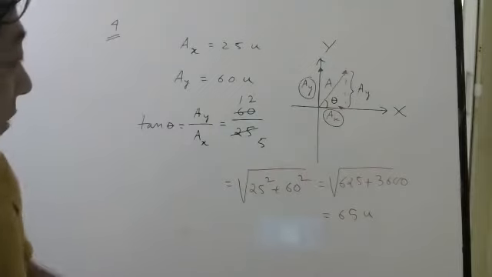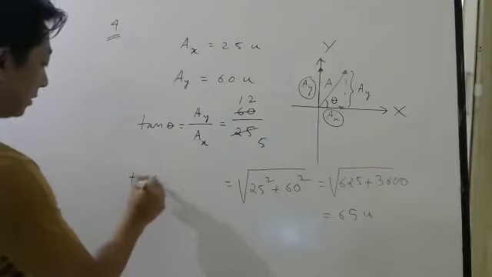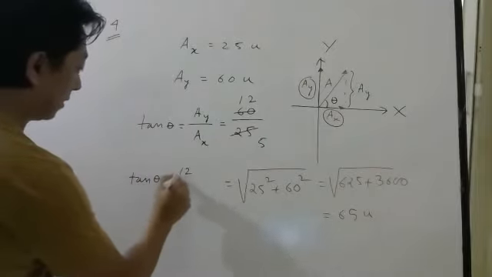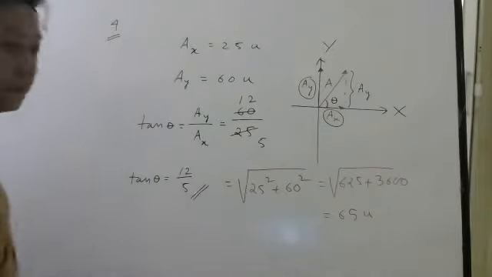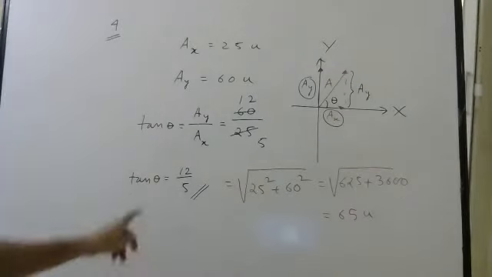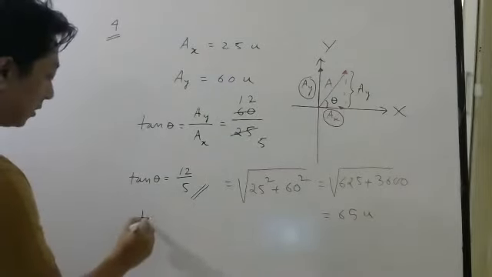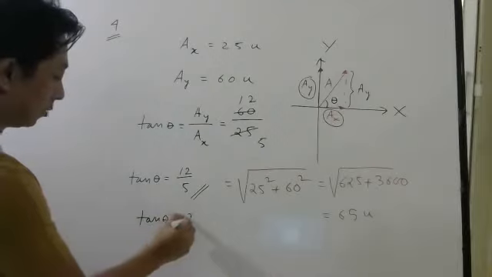Since 12 by 5 is not a very nice number, I will not be able to tell you exactly what the angle is. So you can stop the answer here. If you give tan theta, it is enough. You don't have to write theta all the time. Yes, you can divide and write 2.4. So tan theta will be 2.4.